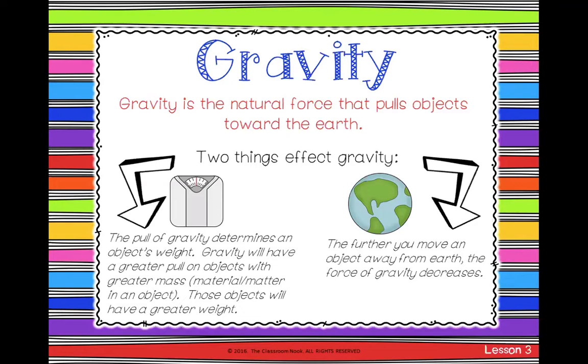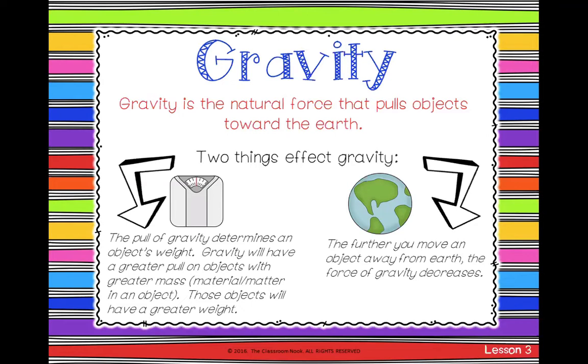And there are 2 things that affect gravity. The first one right here, you see a scale, that's one of your clues. The pull of gravity determines an object's weight. Gravity will have a greater pull on objects with greater mass. So the greater the mass of an object, the greater the pull, and those objects will have a greater weight. We've talked about that.